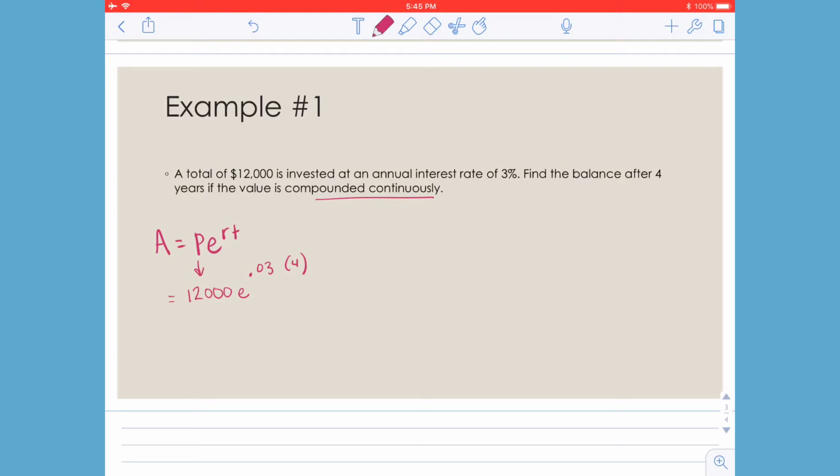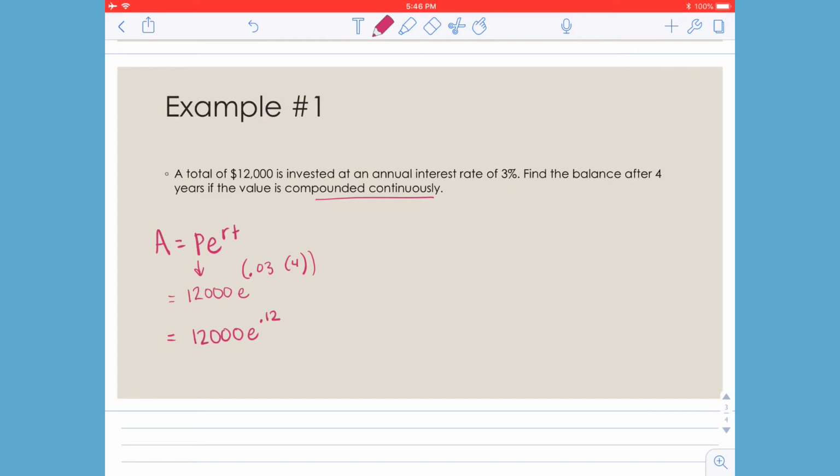When you type this into your calculator, it's super important that you put parentheses around everything that's going to be in the exponent. So as I type this into my calculator, I have 12,000 e, and I went ahead and did 0.03 times 4 to get 0.12 because it's easier for me to do the e button raised to the 0.12. So let's see, e to the 0.12. I'm actually using my iPhone calculator, so hopefully I can get this to work correctly. Hold on one second. Okay, there we go.